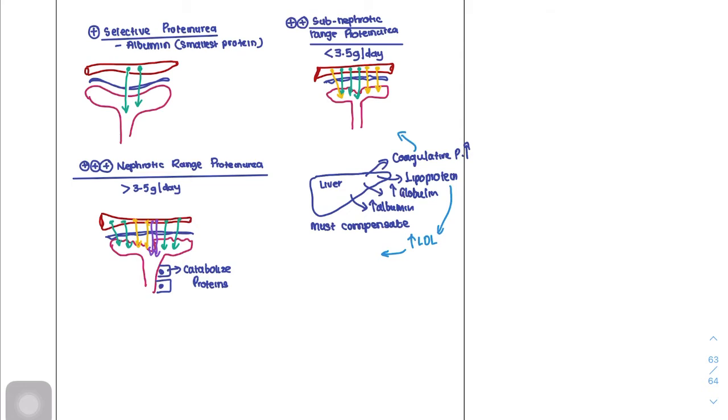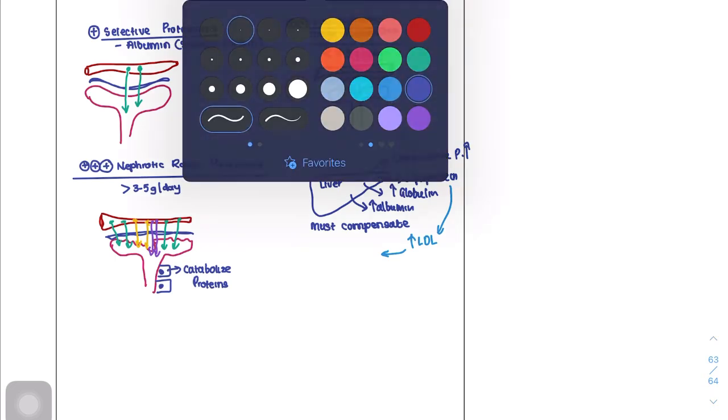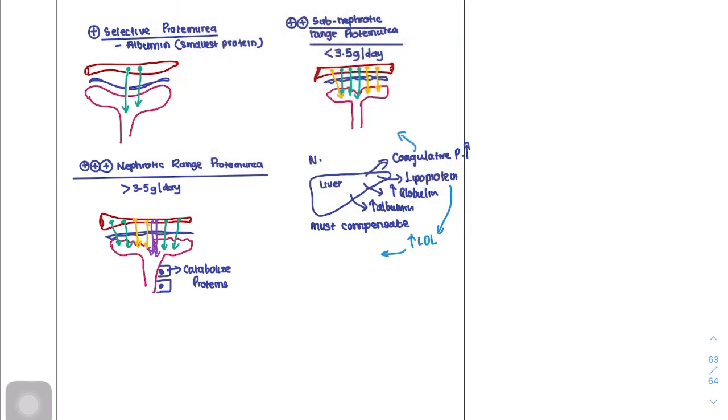Remember, this is a compensatory mechanism against the loss that has occurred. Normal production of proteins in the liver is around 10 to 12 grams per day.